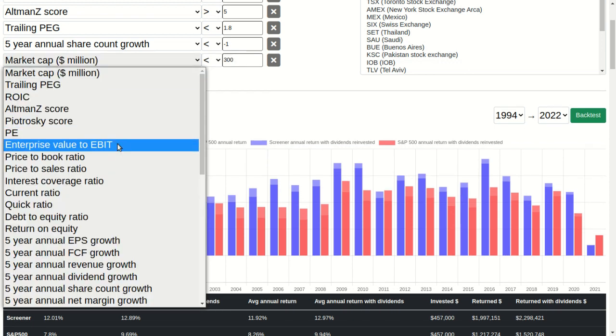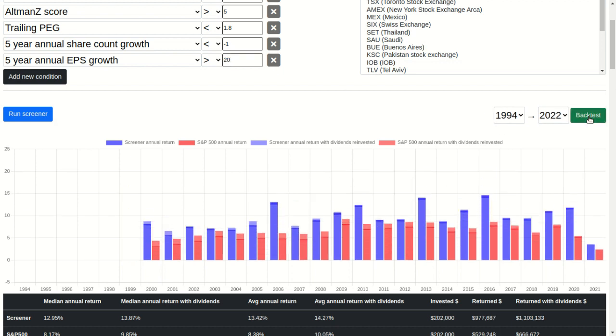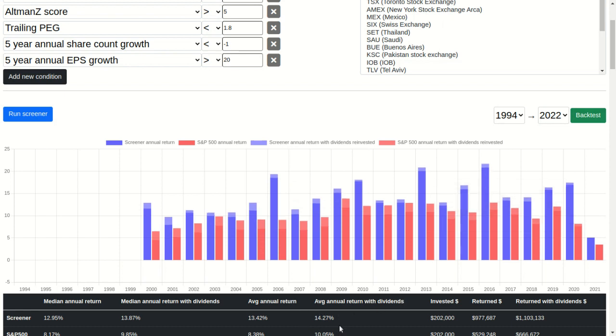Let's say that the EPS growth is actually larger than 20%, so the company is growing at quite a fast rate. And let's see our results. So we are at 14.2% average annualized return and at 13.9% median annualized return, including the dividends.